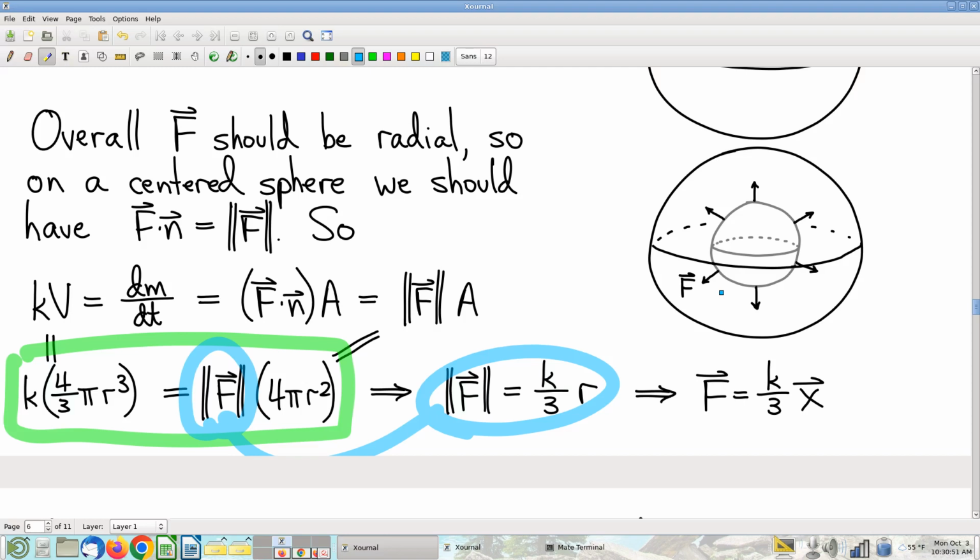And if you know the magnitude of the vector field, and if you know that it's radial, that means you know the direction of the vector field. That uniquely defines the vector field. There is only one vector field that's radial, and it has magnitude given by this formula, and you can confirm for yourself that this is it. It's the x vector field times this constant k/3.